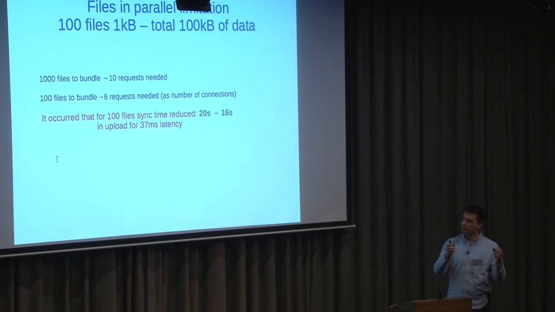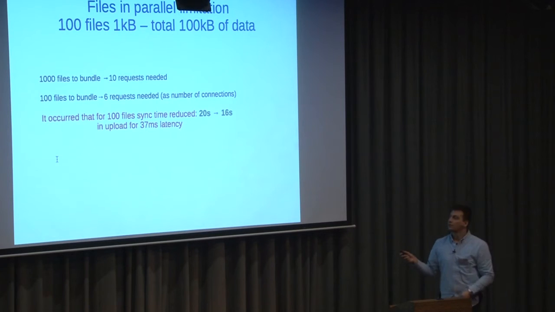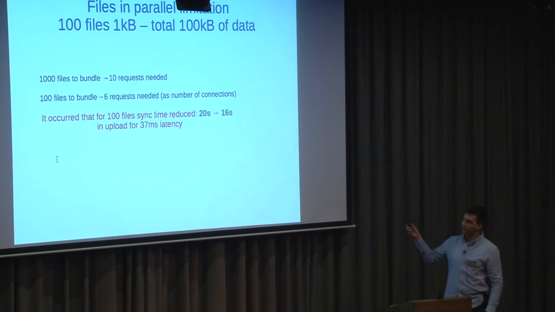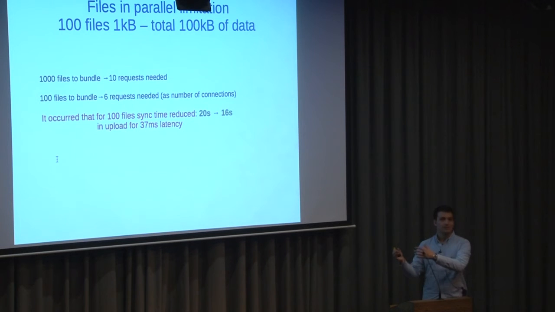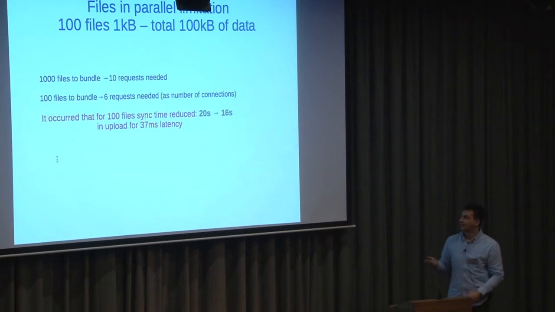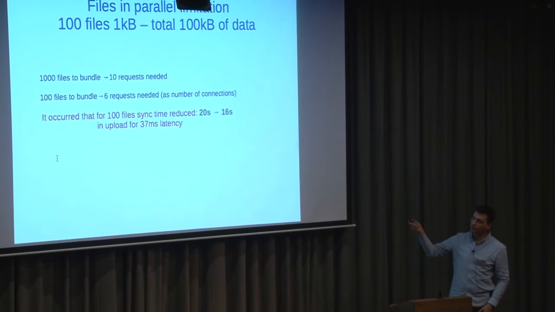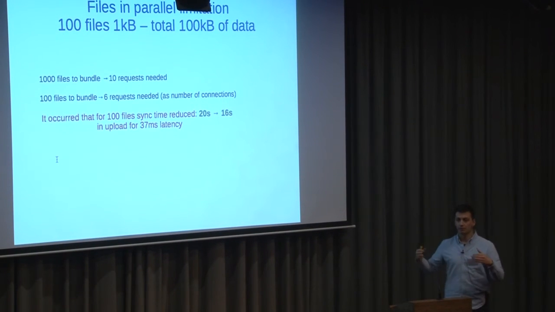When I had 100 files to bundle, I still had to send around 6 requests, as that was the number of connections. So it occurred that for 100 files, it was seen by the server as faster. The percentage difference was bigger for a smaller number of bundled files. So basically, it was just sent in one run. We opened 6 connections, sent bundles, received response, sync is finished.